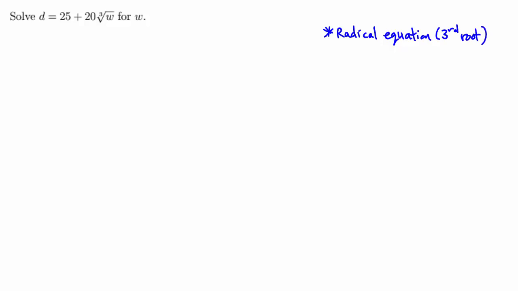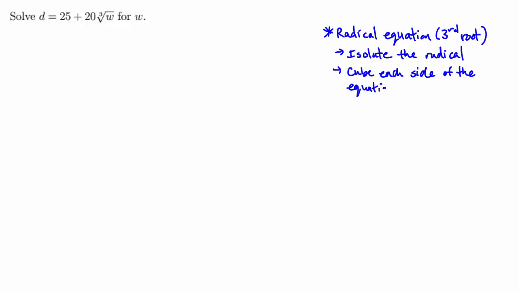As a general approach for solving, we will isolate that radical, and then, because it's a third root, we will cube each side of the equation. And then, if necessary, we will finish solving from there. In general, after we've cubed each side, we'll end up with some type of linear or quadratic equation.